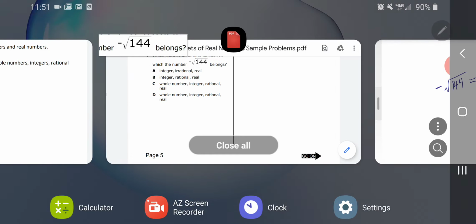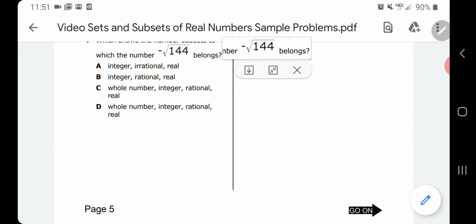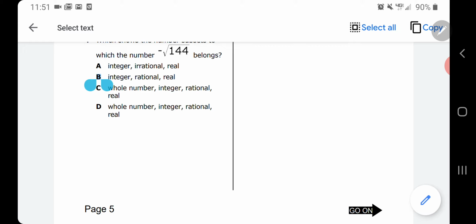Okay, so going back over here, remember we got negative 12. We saw that it was an integer, rational, and real. So it can't be A because that says integer, irrational. It's not irrational. It is an integer, rational, and real. B looks right. It is not a whole number, so C can't be right, nor can it be D as well.